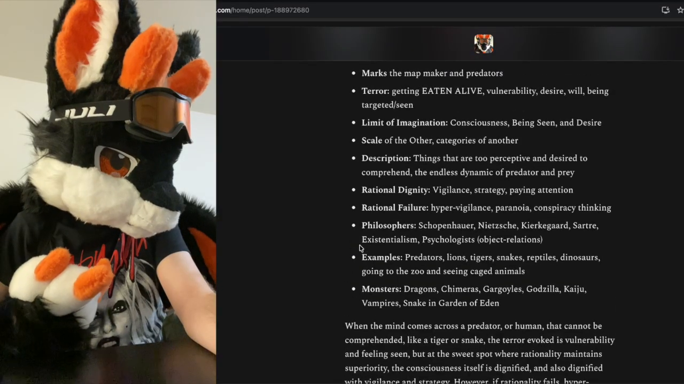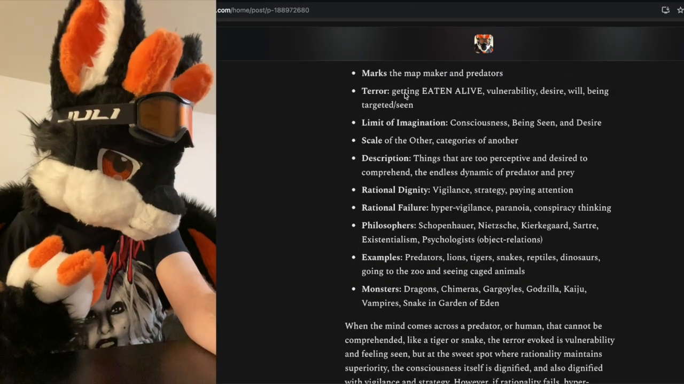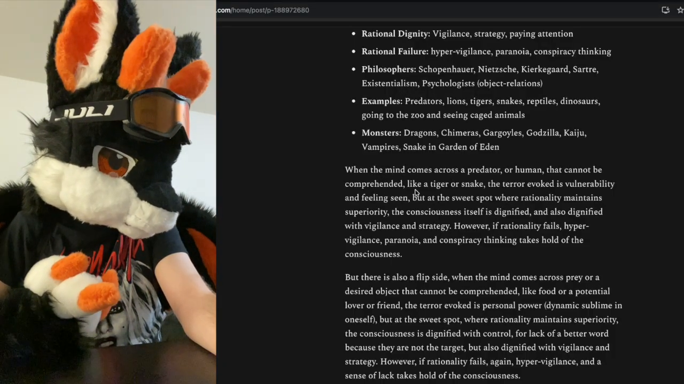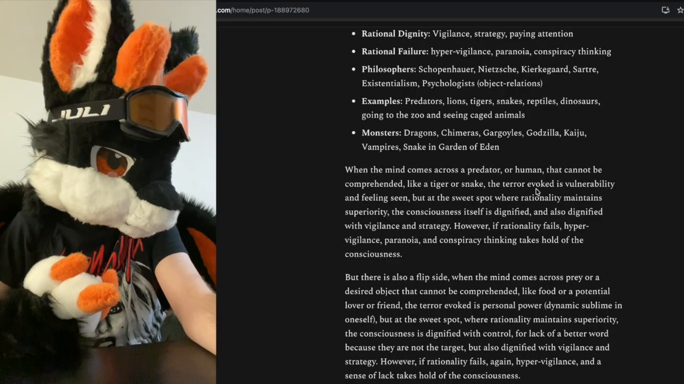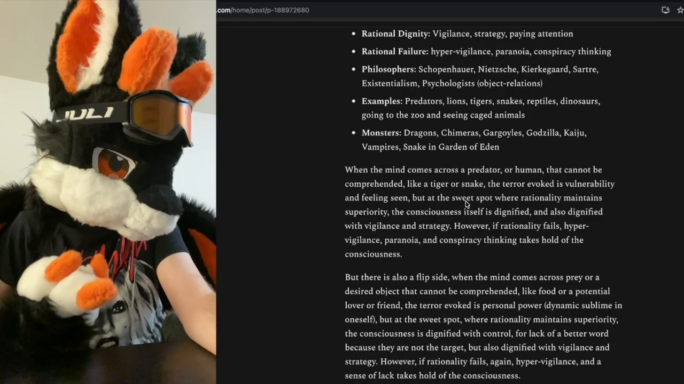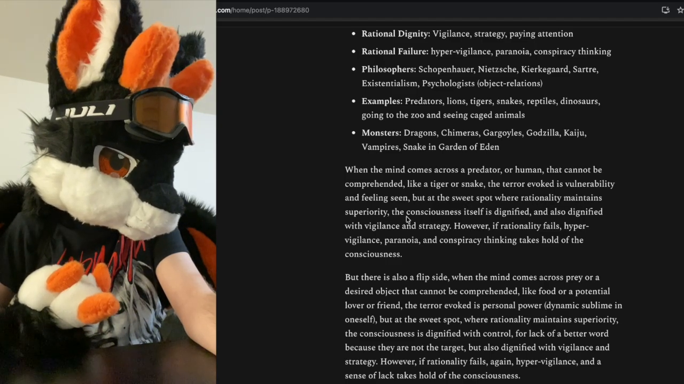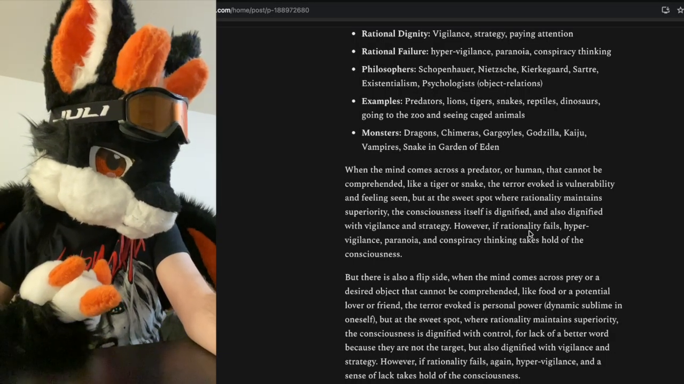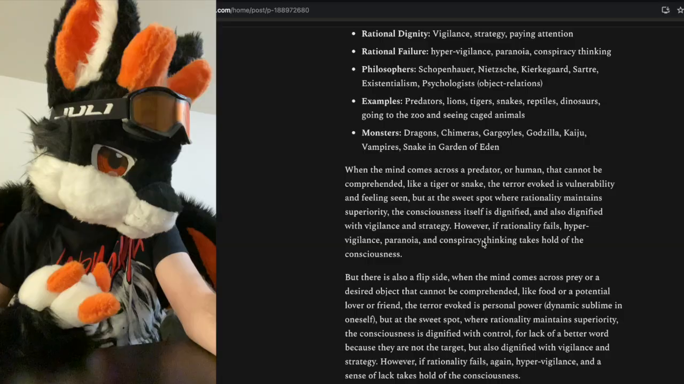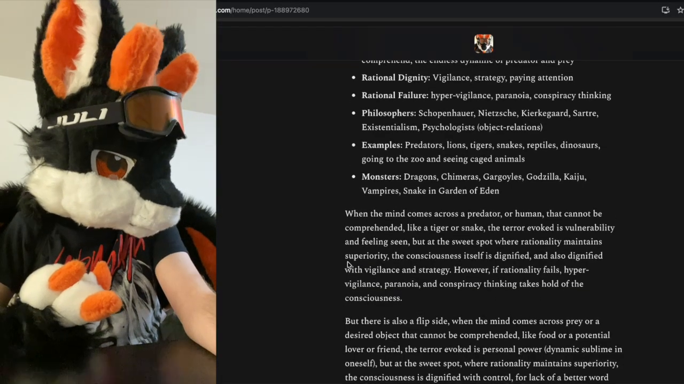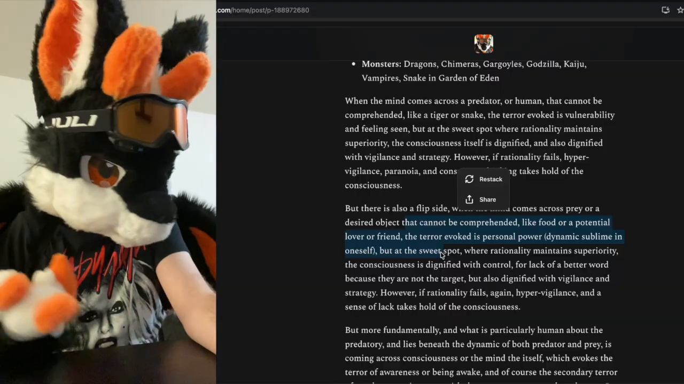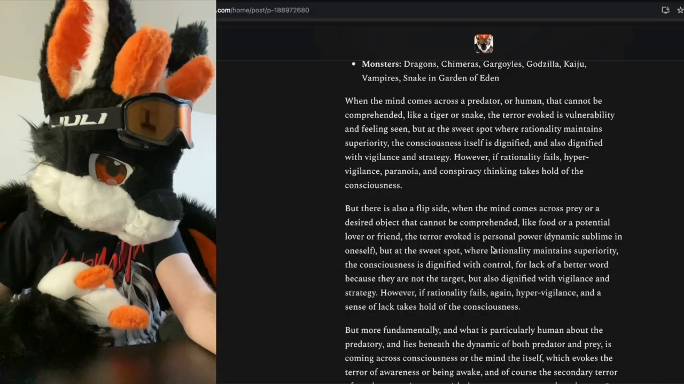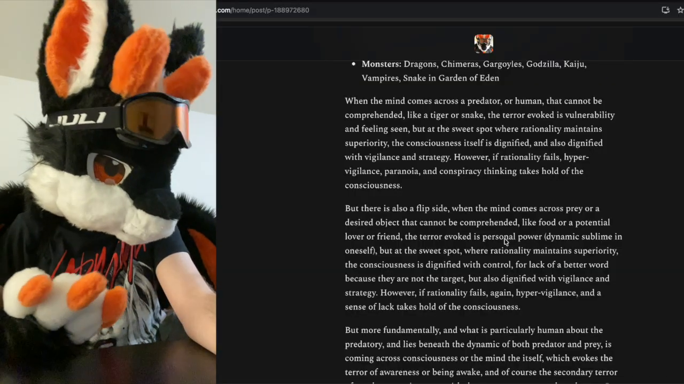So, I guess instead of going through this, I'll just read this. When the mind comes across a predator or a human that cannot be comprehended, like a tiger or a snake, the terror evoked is vulnerability and feeling seen. But at the sweet spot where rationality maintains superiority, the consciousness itself is dignified, and also dignified with vigilance and strategy. However, if rationality fails, hypervigilance, paranoia, and conspiracy thinking takes hold of the consciousness. But you also feel it when you're the predator pursuing a desired value or a desired creature or object. Either you want to eat it or you want to mate with it or whatever, right?